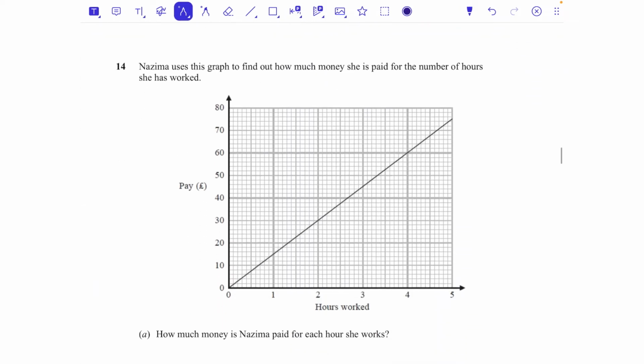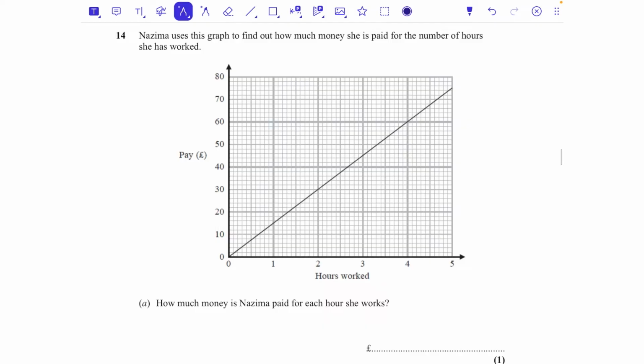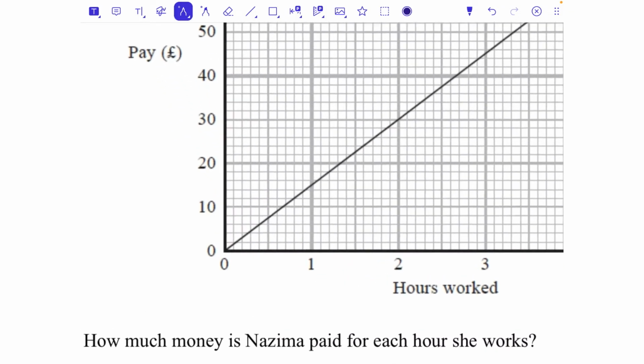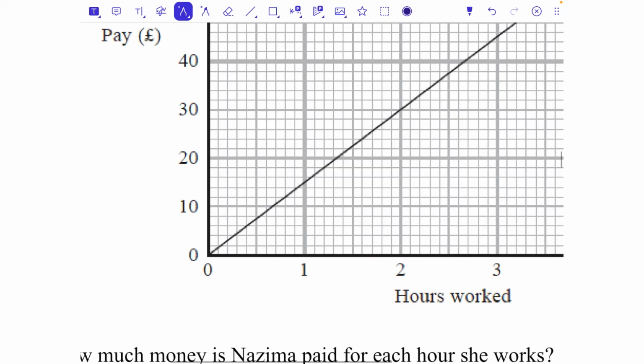Question number 14. Nazima uses this graph to find out how much money she is paid for the number of hours she has worked. How much money is Nazima paid for each hour that she works? So here we can just see that after 1 hour, if we read up, hit the graph and we go across, it looks like 16 or 15, but let's be sure, okay? I don't think that's massively accurate. Well, yeah, I guess it is in the middle, isn't it? There we go, we'll say 15.